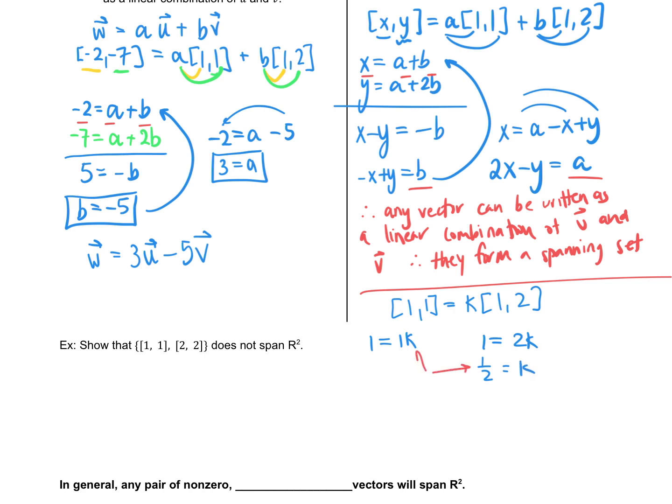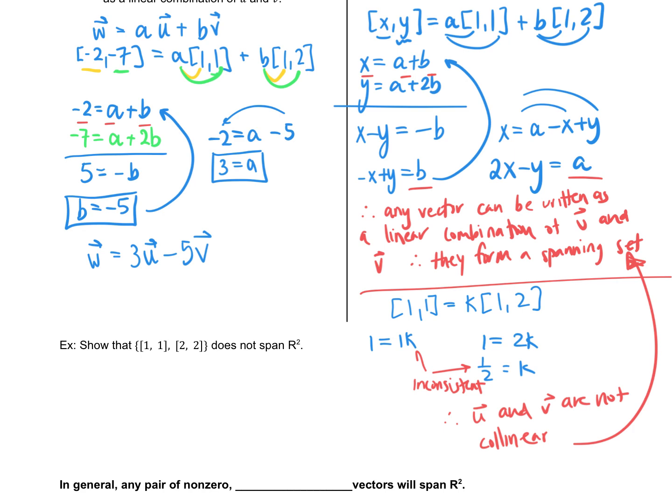These are inconsistent. So there is no value of k to make one vector equal the other, a scalar multiple of the other, so these are not collinear. Therefore, u and v are not collinear, so therefore they form a spanning set in R2. Obviously, this is the faster way to do it, but we have two methods.